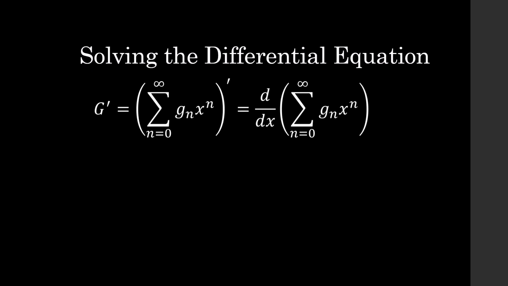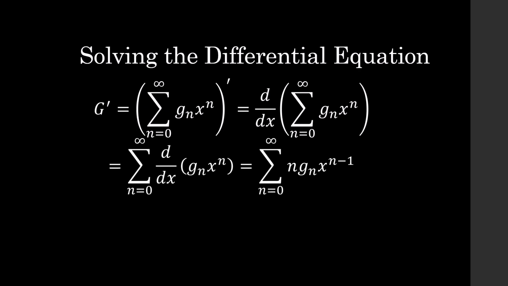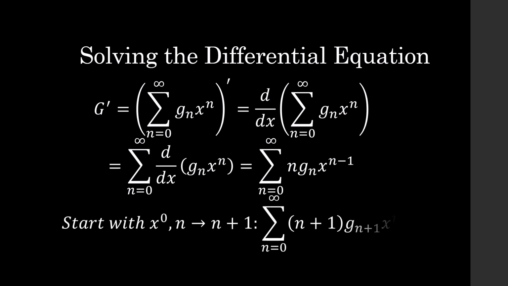Now, to solve the differential equation, we first have to dissolve some of the terms. We'll start with g prime, which is the derivative of g. We can bring in the derivative as is allowed by the linearity of the derivative and the sum. And we perform the derivative on this x^n by the power rule, the derivative of x^n being n x^(n-1), where g_n is just a constant, so it just gets pulled out. Now we want to start with x^0, so we have to shift n to n plus 1, as n at 0 will just give us 0 x^0 divided by x, which doesn't make any sense. So we just shift it over.